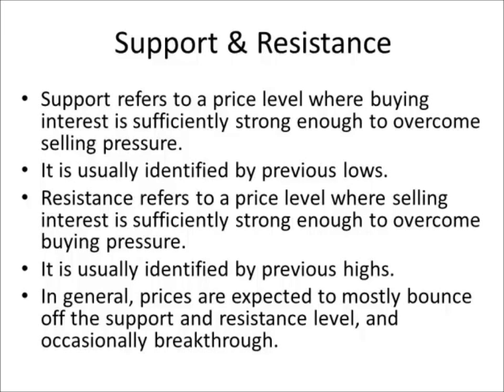And we usually identify resistance by looking at previous highs. So we will look at when the price previously made a high and then came back down. Right? So if a price made a high and then came back down, that's an indication that there was strong enough selling pressure at that point to get the price to go back down, and therefore it is a resistance level.